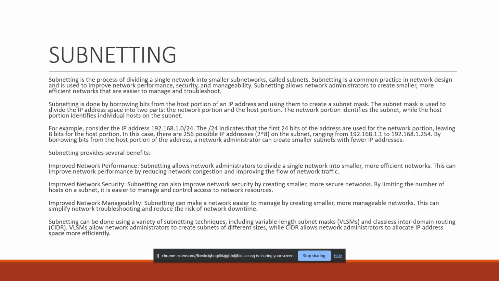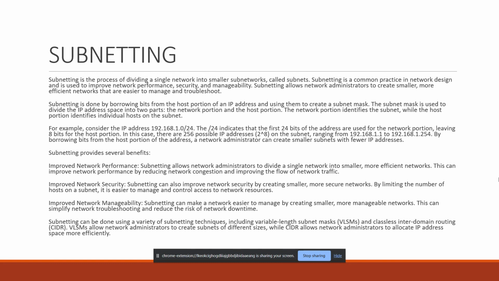Subnetting. It is a process of dividing a single network into smaller subnetworks called subnets. Subnetting is a common practice in network design and is used to improve the network performance, security, and manageability. It allows network administrators to create smaller, more efficient networks that are easier to manage and troubleshoot. It is done by borrowing bits from the host portion of the IP address and using them to create a subnet mask. The subnet mask is used to divide the IP address space into two parts, the network portion and the host portion. The network portion identifies the subnet, while the host portion identifies individual hosts on the subnet.